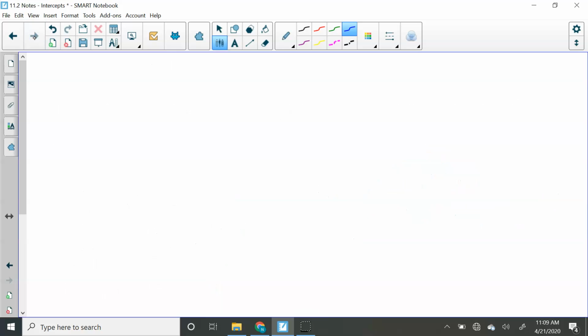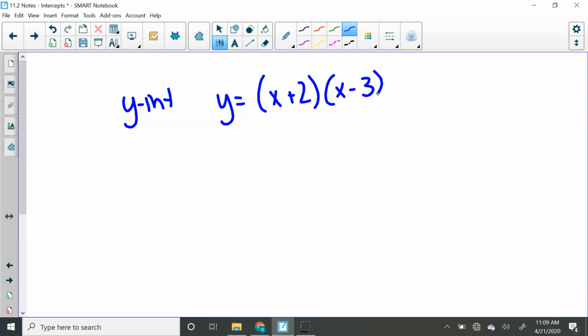Okay, so on your assignments that you'll have this week, it'll go into intercepts a little bit more. One more thing to show you on your Delta Math. If you're asked for a y-intercept of an equation that looks like this, y equals x plus 2 times x minus 3, like that, you're plugging in 0 for the x. So in these, you would either need to multiply out, or you can just plug in 0 for the x. 0 plus 2 times 0 minus 3.